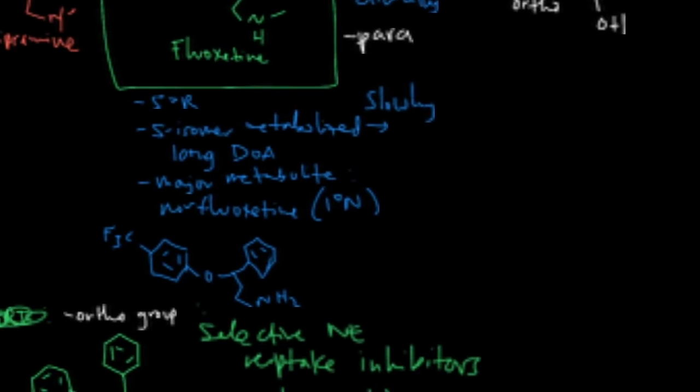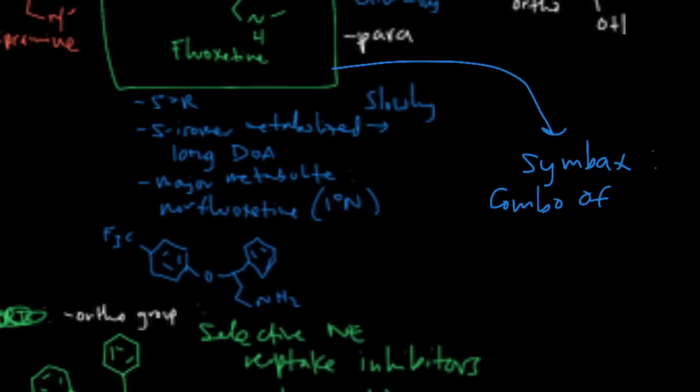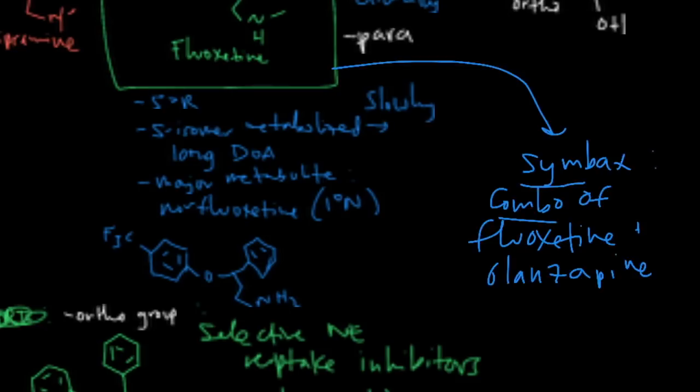Okay, before I start the monoamine oxidase inhibitors, or MAOIs, just want to point out, in case it might be in the exam, you never know, that Symbyax is a combination of fluoxetine and olanzapine. Easy to remember: Sym, combination of fluoxetine and olanzapine. Okay, now on to your MAOIs. Let's see.